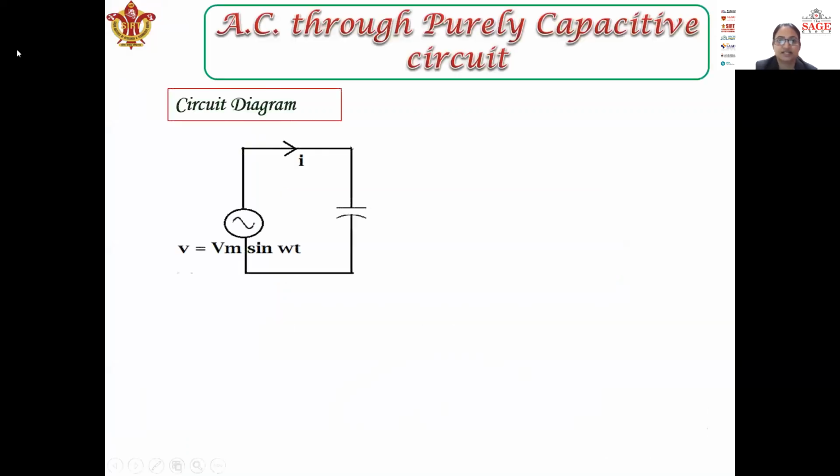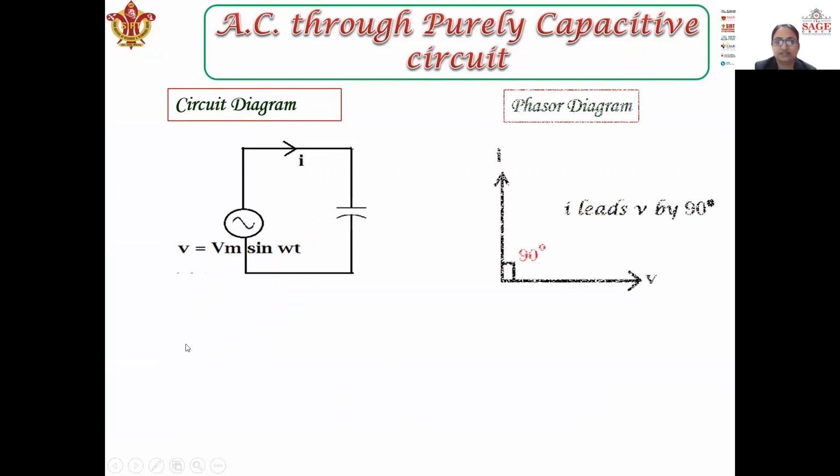Now see this circuit diagram here. Here V is equal to Vm sin omega t, that is alternating voltage, and capacitor C is kept here, and current I is flowing through it. As far as the phasor diagram is concerned, in a capacitor, current leads voltage by 90 degrees. As we can see here, the x-axis is showing voltage and the y-axis is showing current.